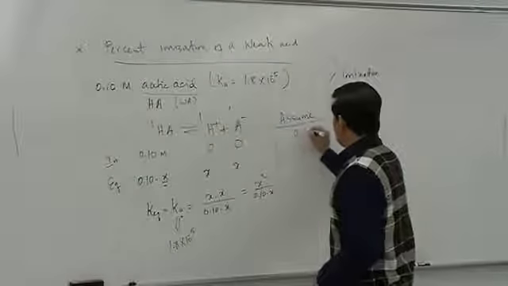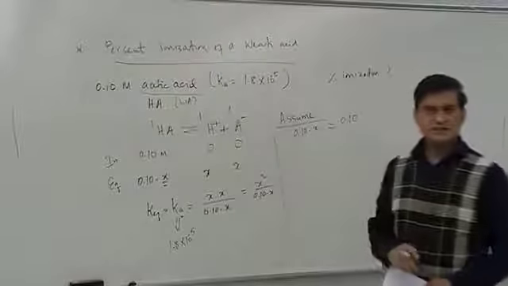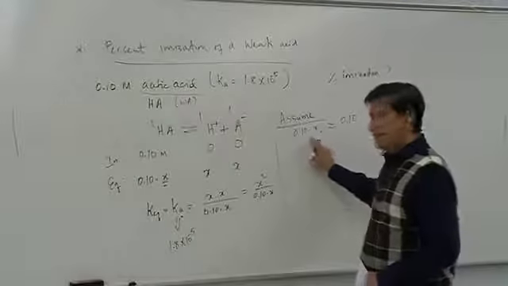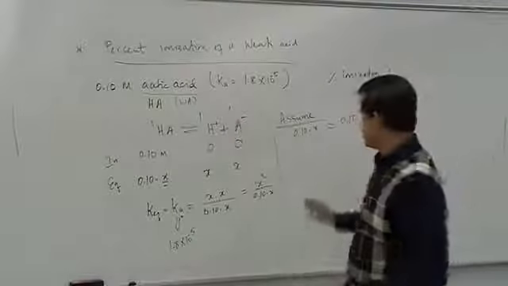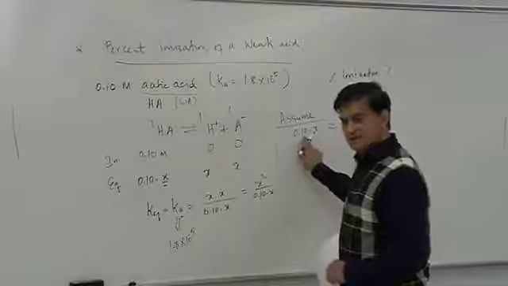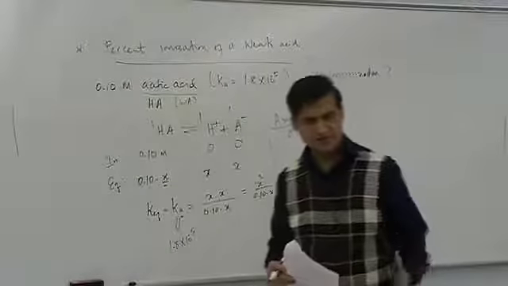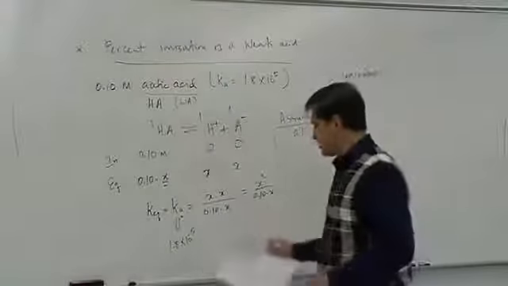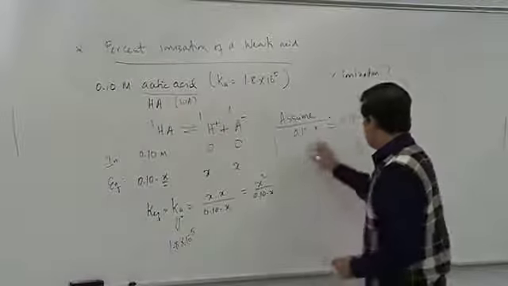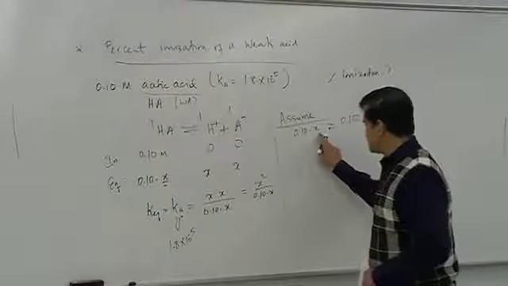Assume that 0.10 minus X is equal to 0.10. That's true when X is very small compared to 0.10. And how small is very small for this assumption? We normally say it should be less than 5% of this number. If it's less than 5% of this number, then you can make this assumption and your answer will not be much different from solving by quadratic means. But this is going to save you time. Later on you need to check back whether indeed it is less than 5% of 0.10.